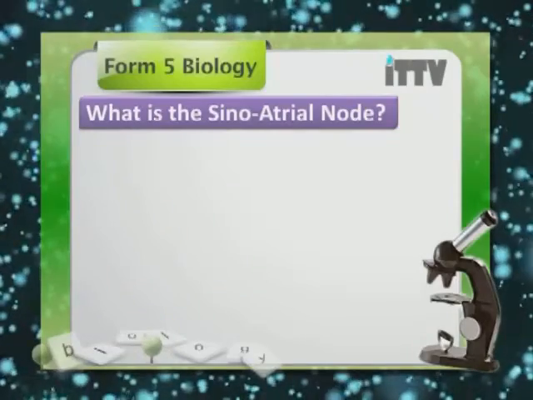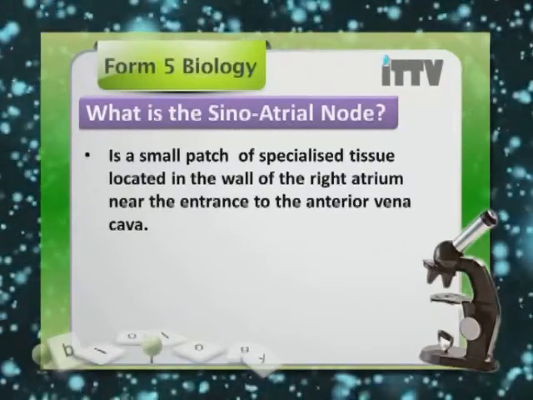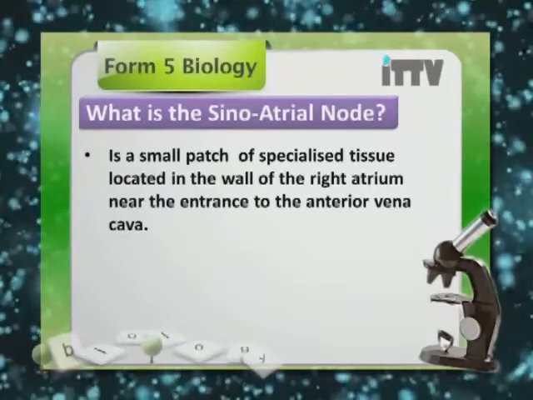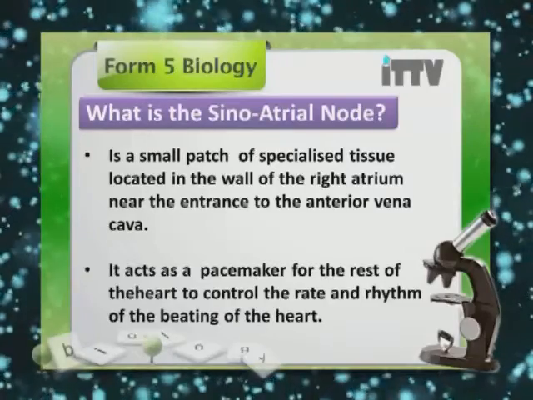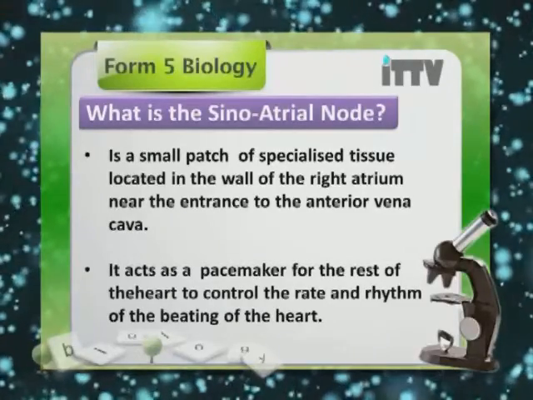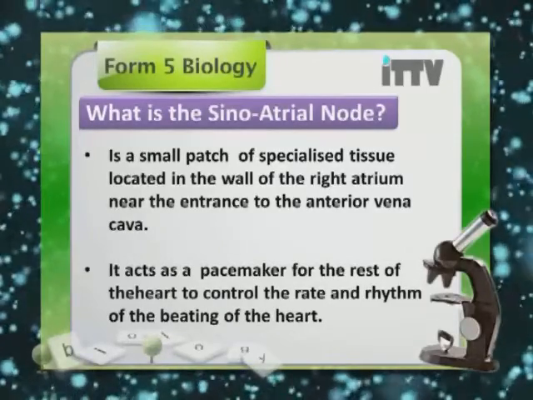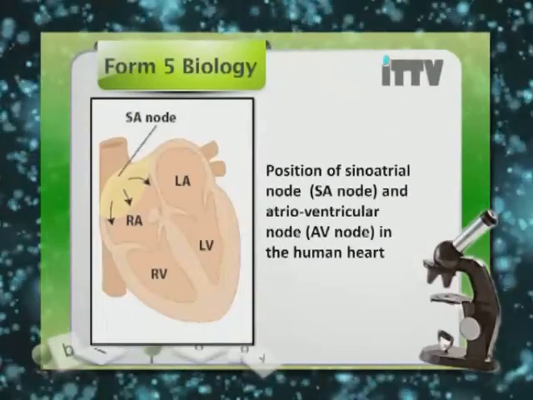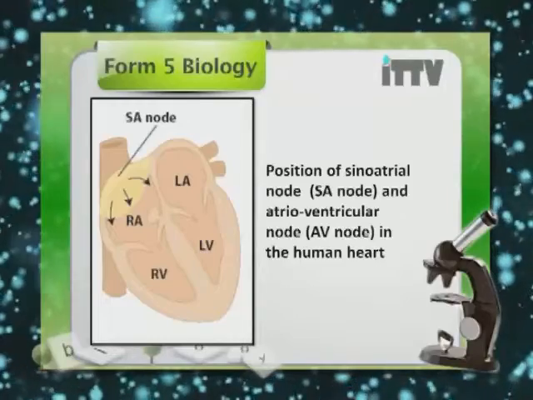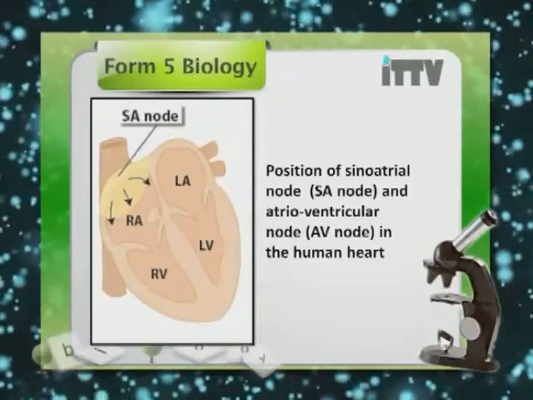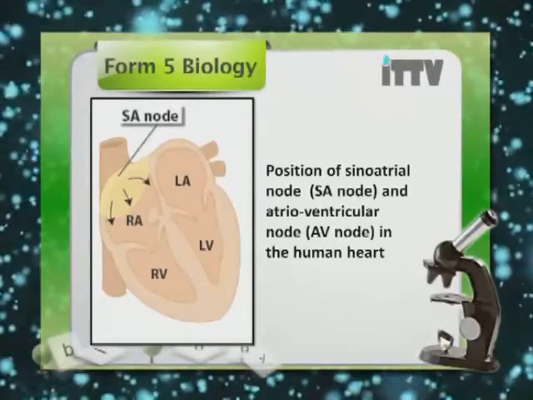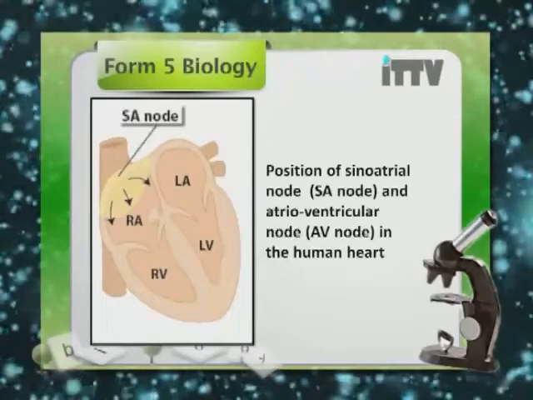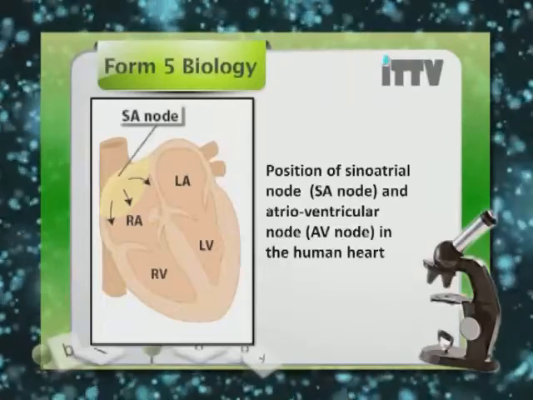The Sinoatrial Node is a small patch of specialized tissue located in the wall of the right atrium near the entrance to the anterior vena cava. It acts as a pacemaker for the rest of the heart to control the rate and rhythm of the beating of the heart. In this diagram, you can see the location of the Sinoatrial Node and the location of the atrioventricular node. Now let us see the sequence of events that leads to the contraction of the heart muscles.